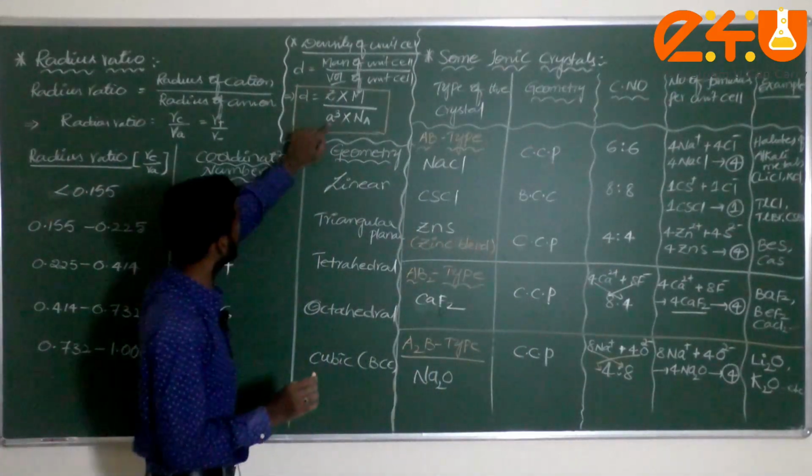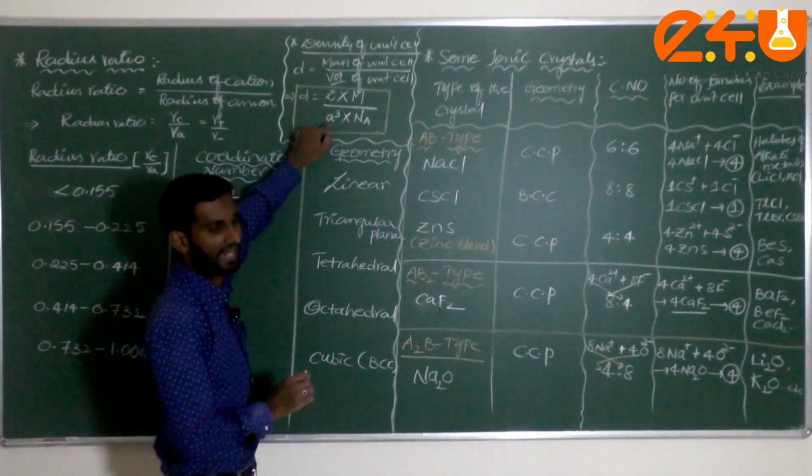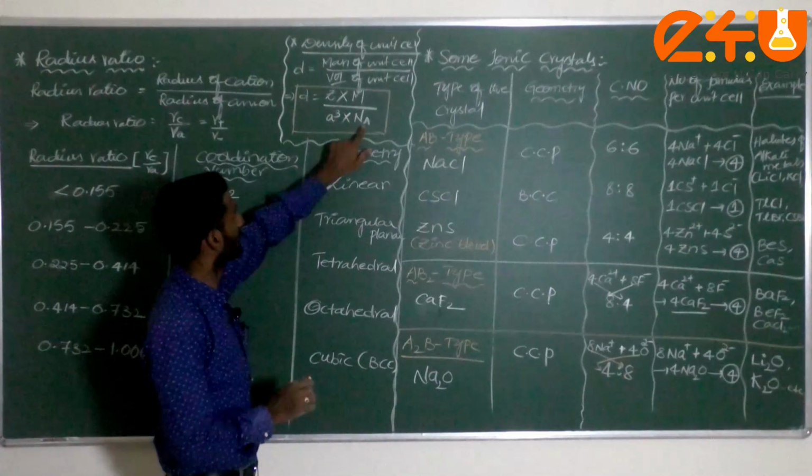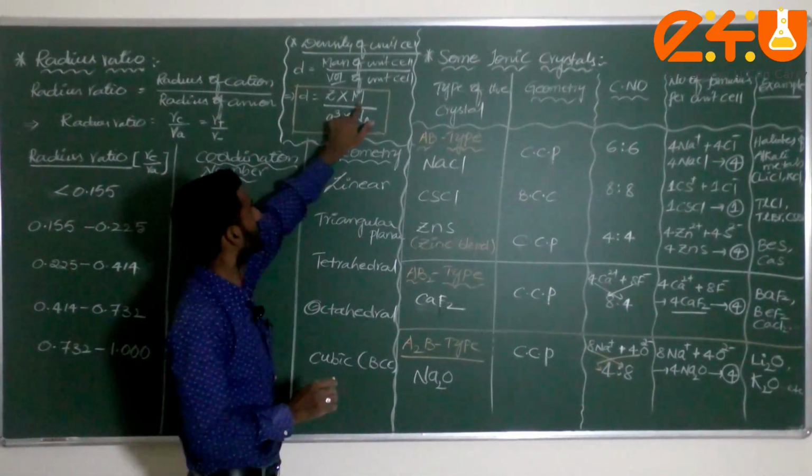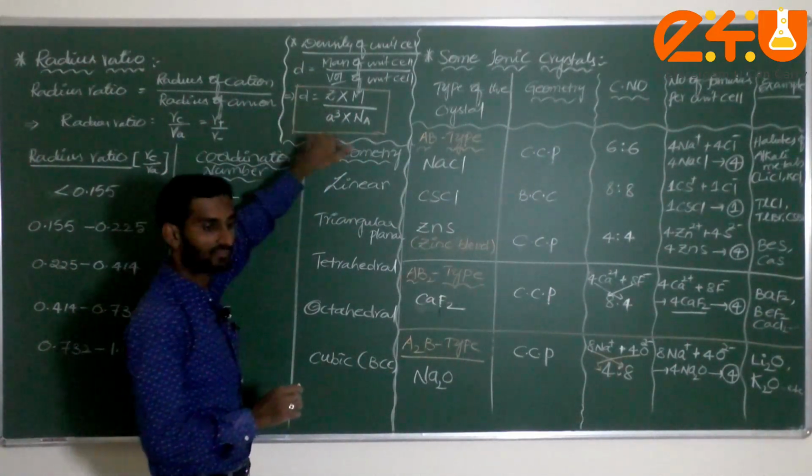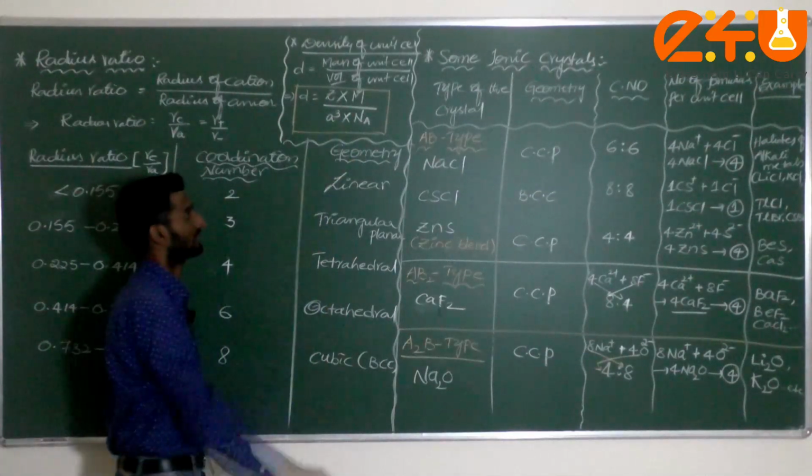This is the formula, dear student. Here a is called the edge length. Next, the Avogadro number, the rank of the unit cell, the molecular mass and the density. If any data is given, from there you can calculate easily.